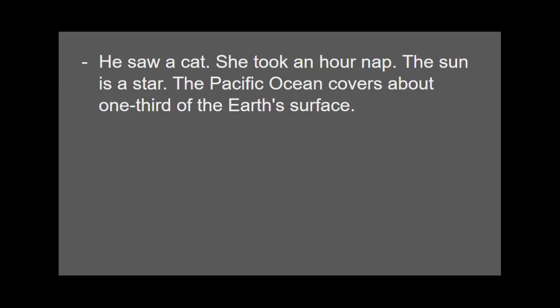He saw a cat. She took an hour nap. Look, C is a consonant, so a is used, and hour starts with a consonant letter, but it sounds like "our", so an is used. The sun is a star. As the sun is a known thing, a known noun, so the is used. Same as, the Pacific Ocean covers about 1/3 of the Earth's surface.